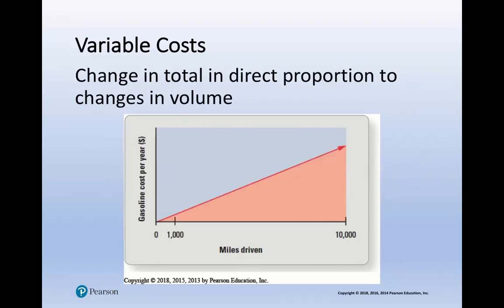Variable cost, again, gasoline cost per year. And we can see if we don't drive our car at all, we pay nothing in gas because we didn't use any. As we use more and more mileage, though, we're going to have to buy more and more gas because we're using up that resource.